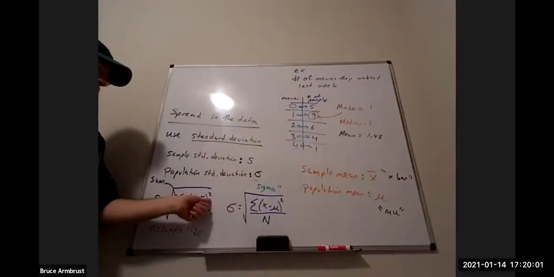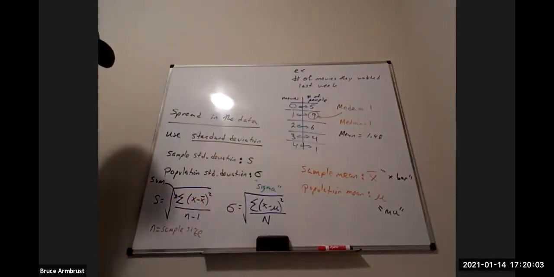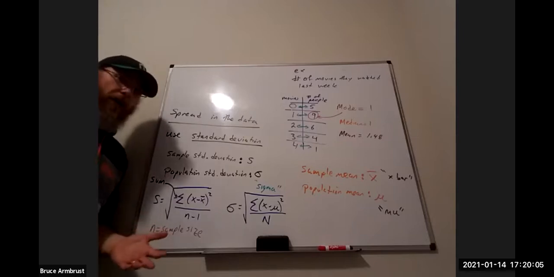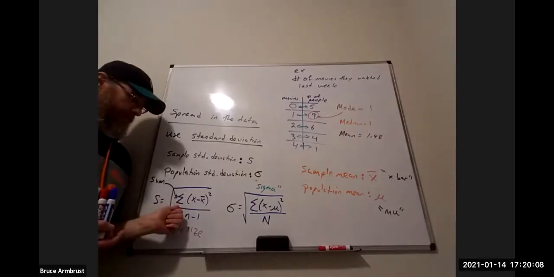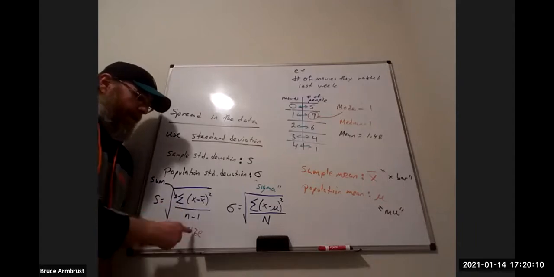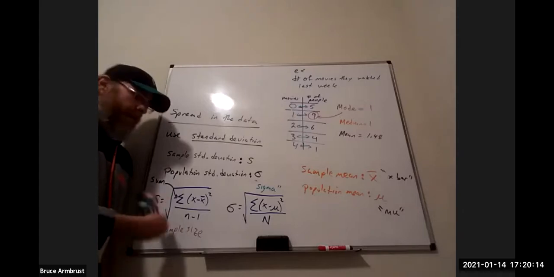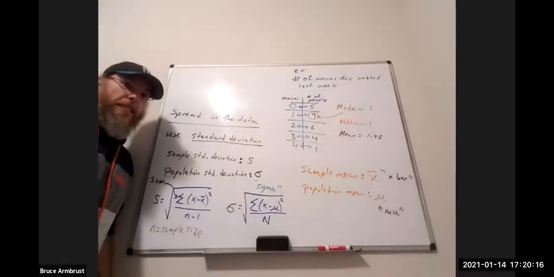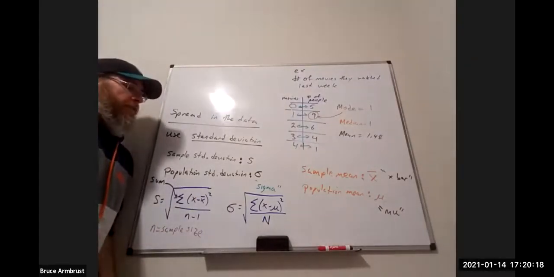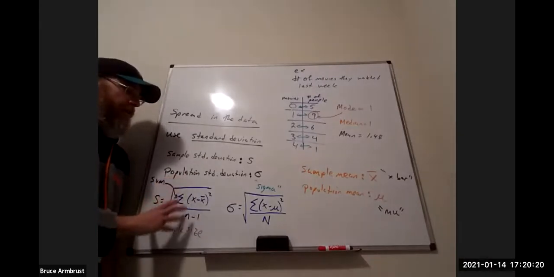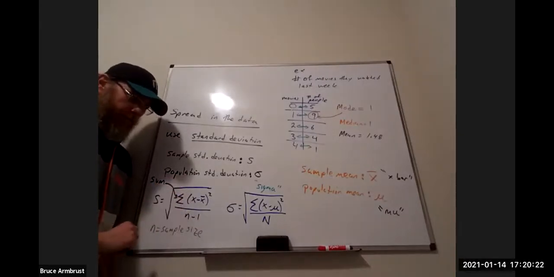So we're taking the squares of those differences, adding them all up, that's what that means, and then dividing by, in this case, 1 less than the sample size. And then we take its square root. Okay, well, that's how it's done for the sample standard deviation.